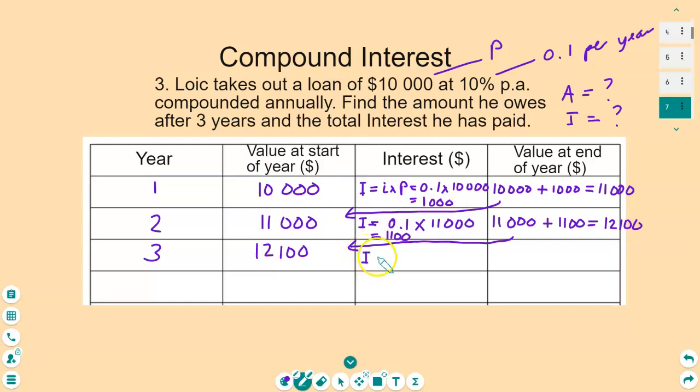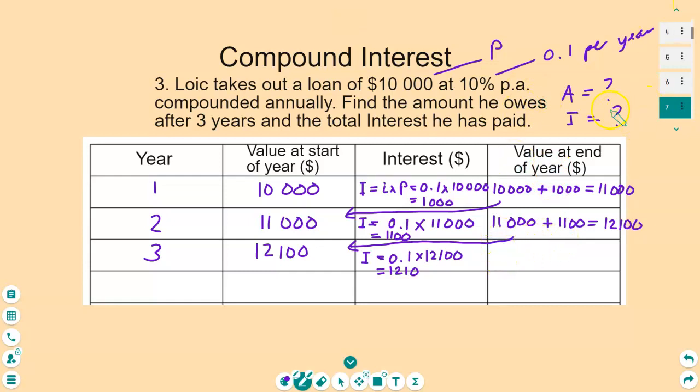And we've got our interest is going to be our interest rate times, this time, our new principal. We're always grabbing from that year. So remember how I said we're paying interest on interest this time? That's what's happening. So 0.1 times 12,100 is 1,210. Value at the end of the year.